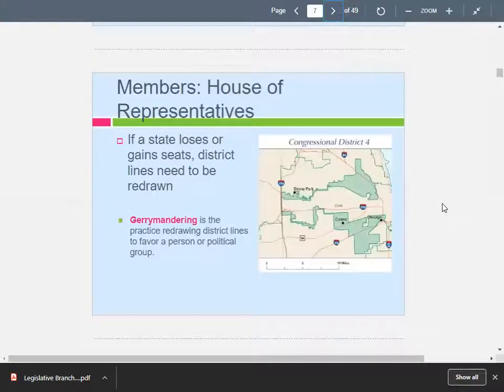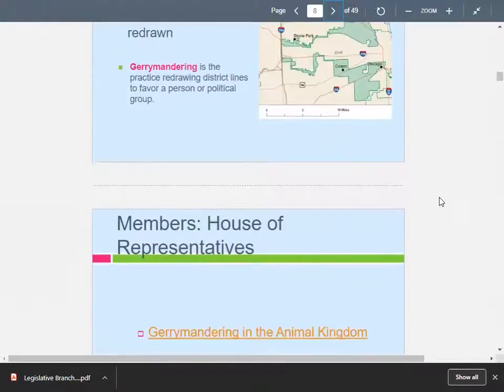So if a state loses or gains seats, district lines need to be redrawn. Gerrymandering is the practice of redrawing the district lines to favor a person or a political group. So let's watch this video to explain gerrymandering more.